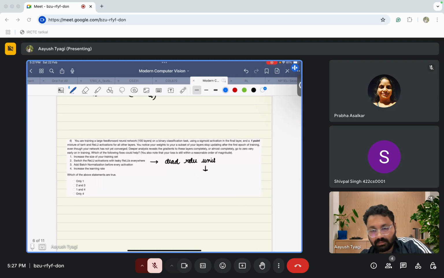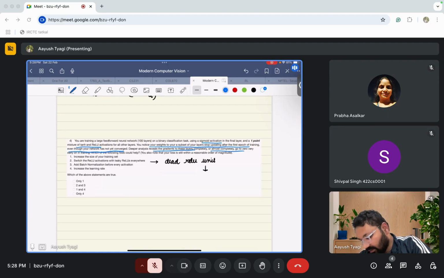This fourth question is basically similar to what you were asking. You are training a large feed forward neural network with 100 layers on a binary classification task. You are using sigmoid activation in the final layer and a mixture of tanh and ReLU activation in the other layers. You notice that the weights of a subset of layers stop updating after a few epochs, even though your network has not reached convergence. Deeper analysis reveals that the gradients of these layers go completely or almost to zero very early in training. That's why there are no updates.